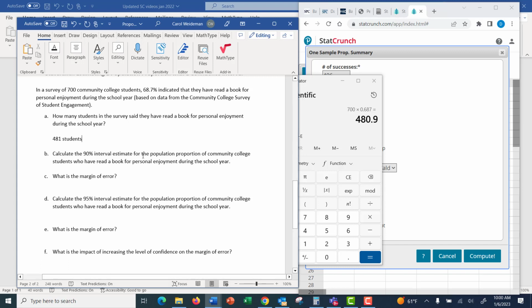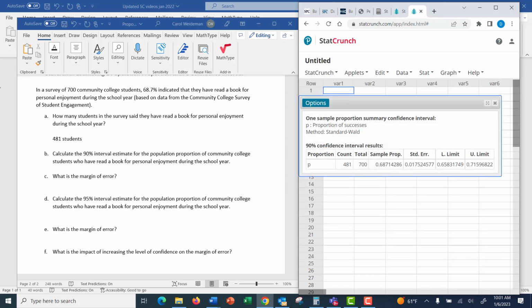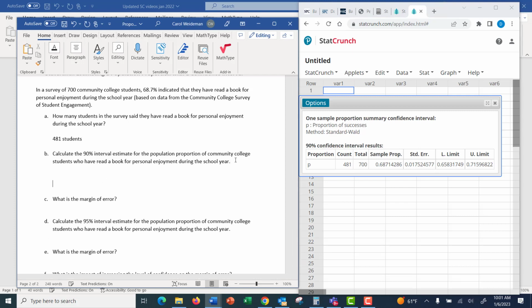Okay, so that's what I need to use when I do my confidence interval down here. So my successes are going to be 481 out of the 700. And if you notice, be careful because they want a 90% confidence interval rather than a 95%. So I'm going to do a 90%. And let me get myself some space over here because we're going to do a margin of error in a second, and I want to have space to be able to put that in there.